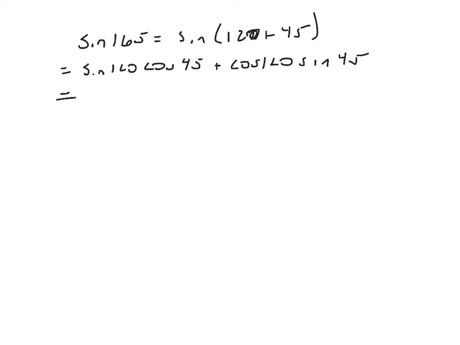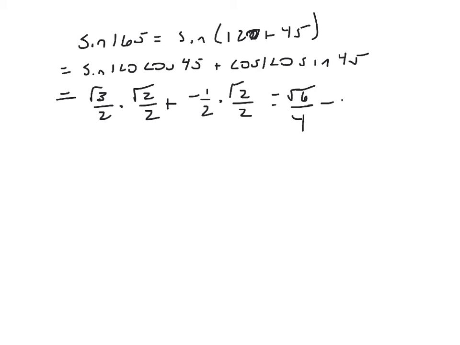The sine of 120 is radical 3 over 2. The cosine of 45 is radical 2 over 2. Plus the cosine of 120 is negative 1/2. Sine 45 is radical 2 over 2. So that gives me radical 6 over 4 minus radical 2 over 4, which gives me a final answer of radical 6 minus radical 2 all over 4.